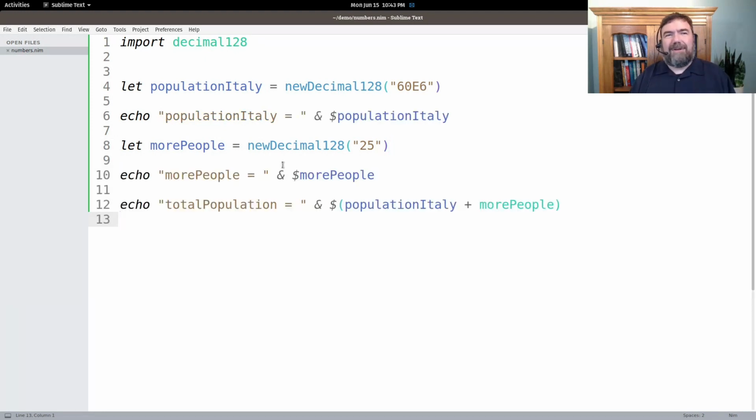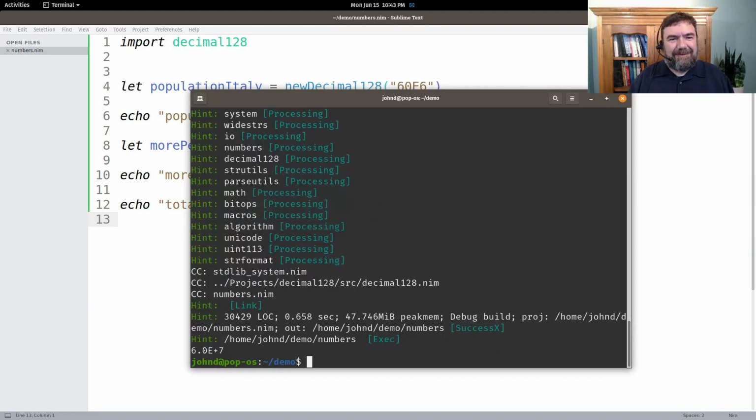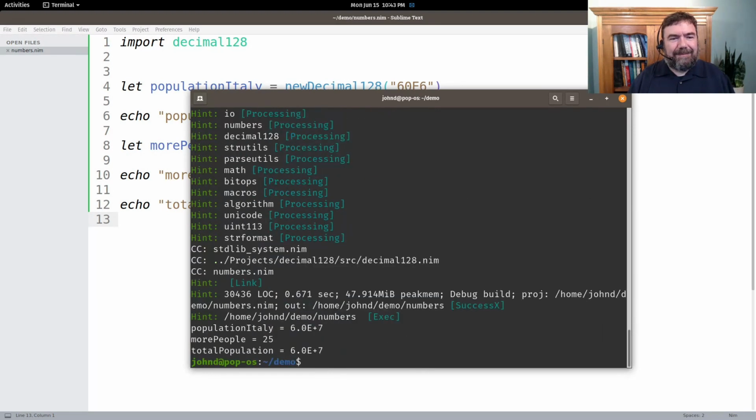All right, here's our new code. 25 more people, adding the numbers together. Let's see what the total population is now. As you can see here, we added 25 more people and the total population still reports 6.0 E plus 7. It didn't change because it's honoring the proper scale and precision of the original numbers.